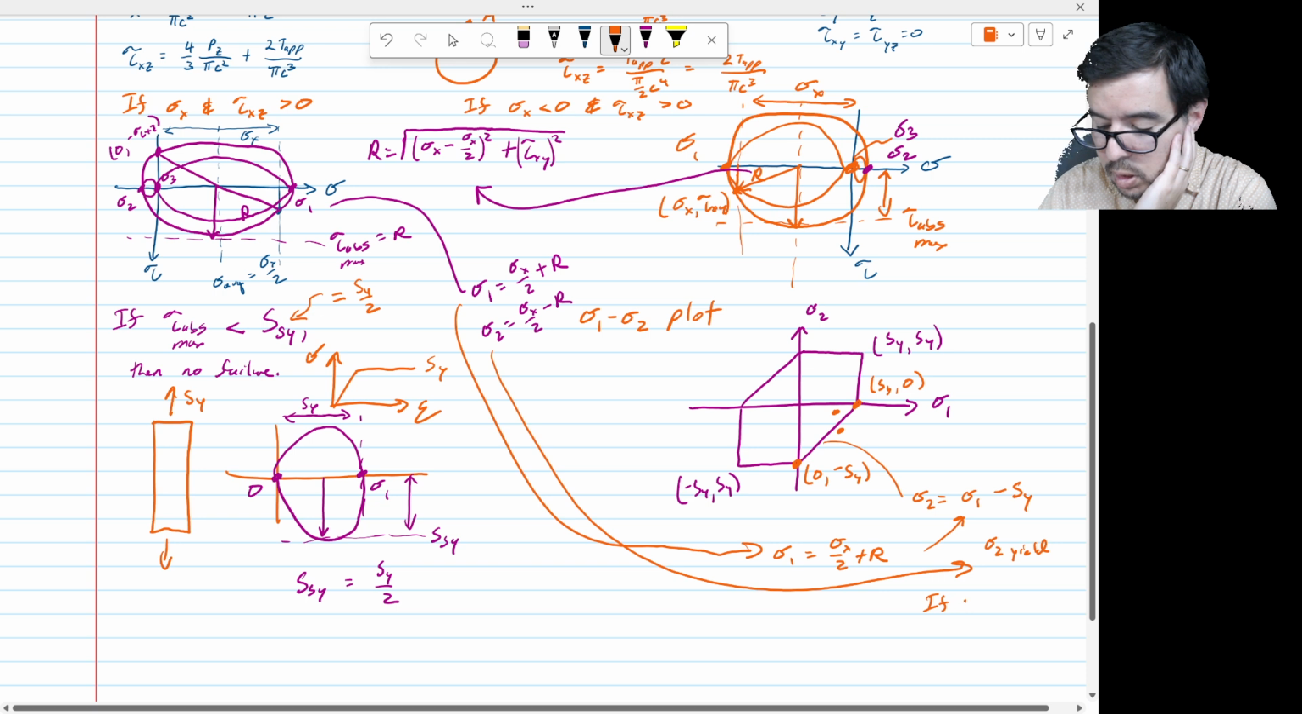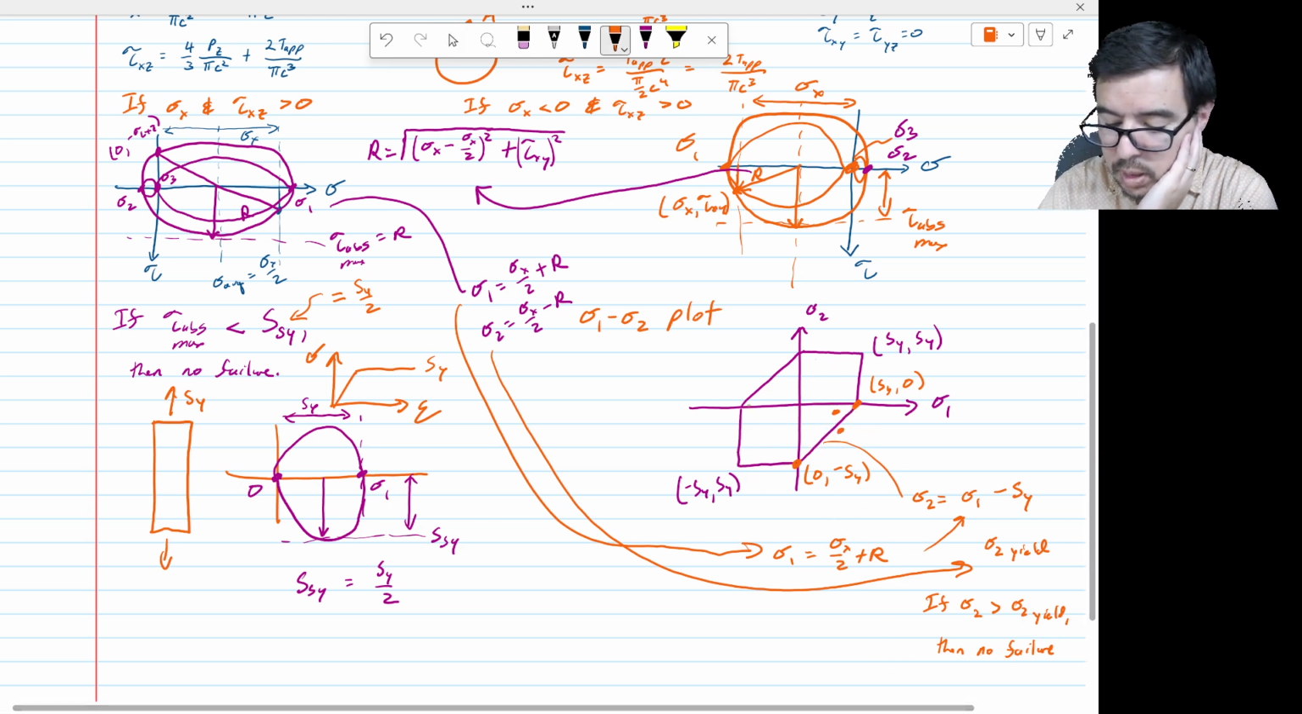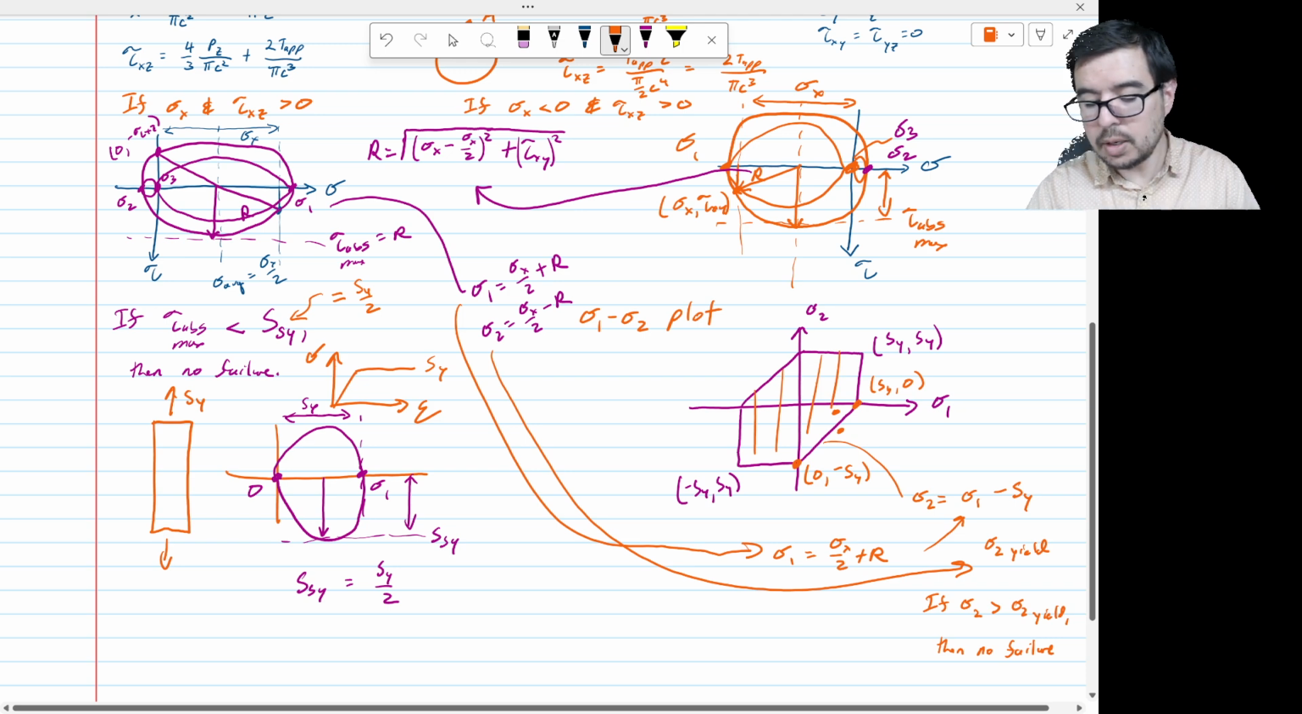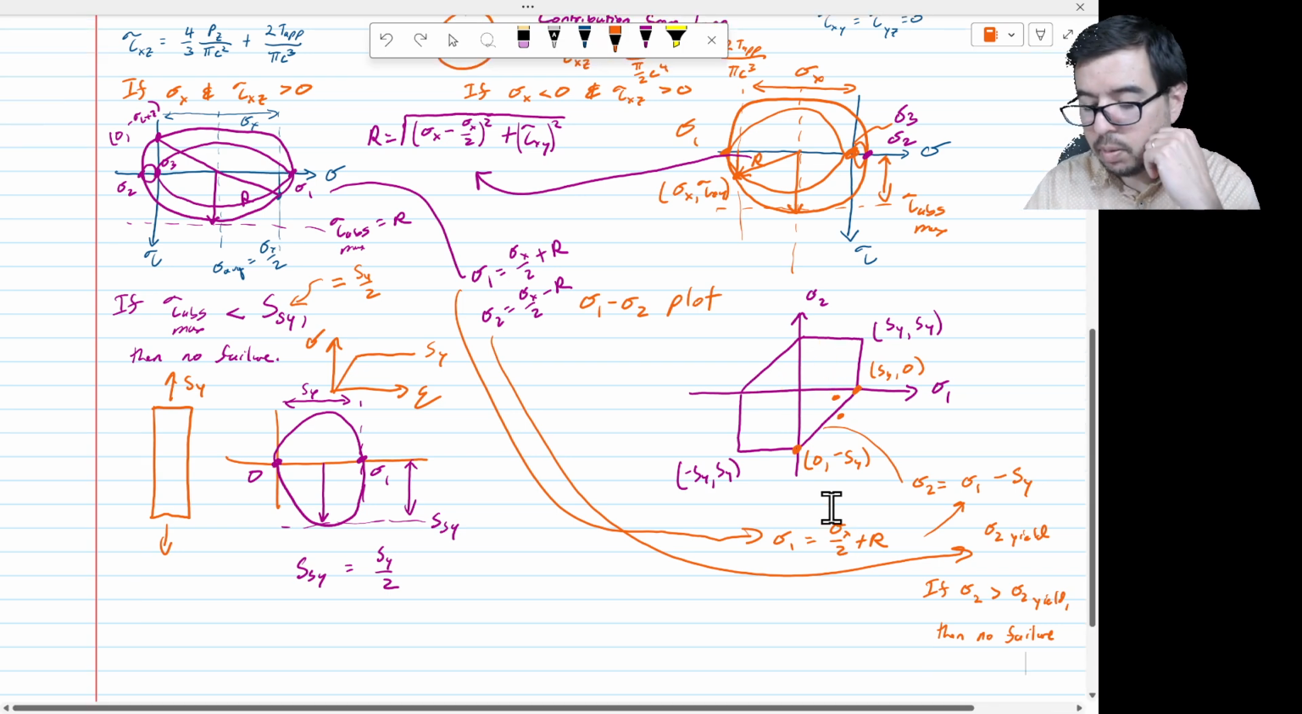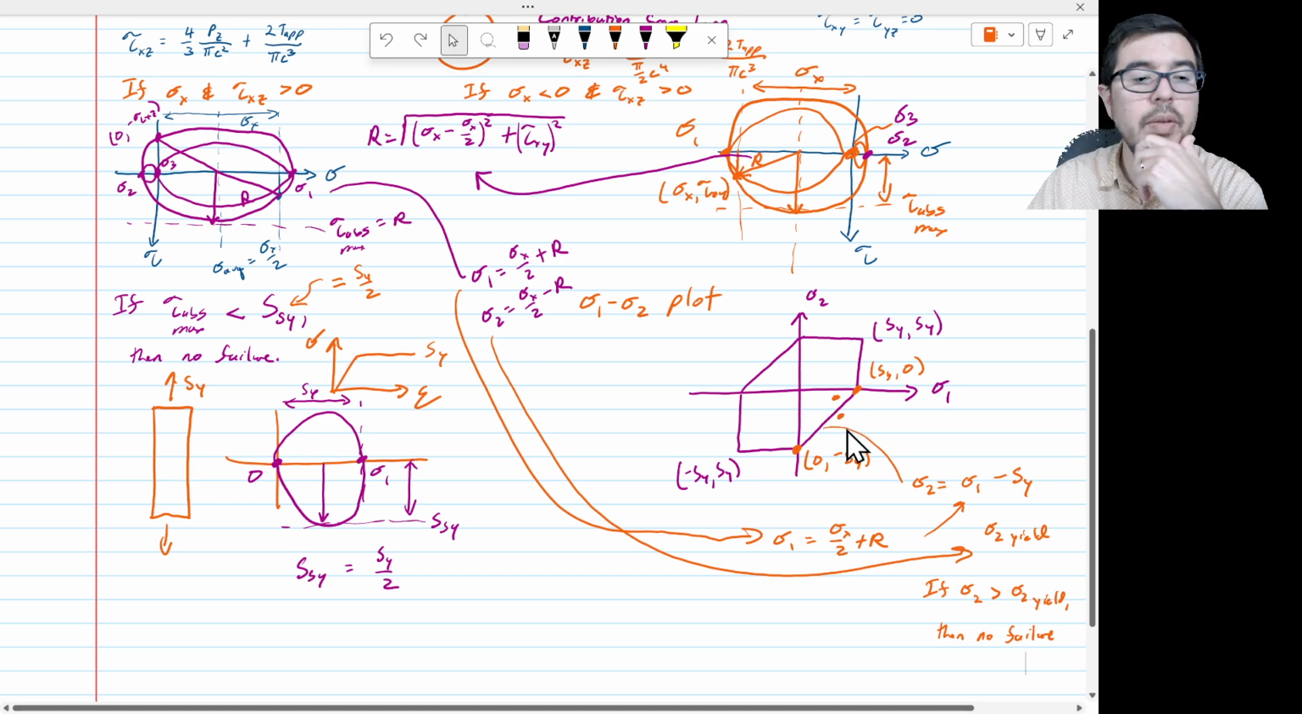If sigma 2 is greater, which means less negative here, because it has to be above, than sigma 2 yield, then no failure, because I'll be in the envelope. This is the envelope. The envelope is all that. If I'm in the envelope, then I will not have failure. If I'm outside the envelope, then I will have failure.